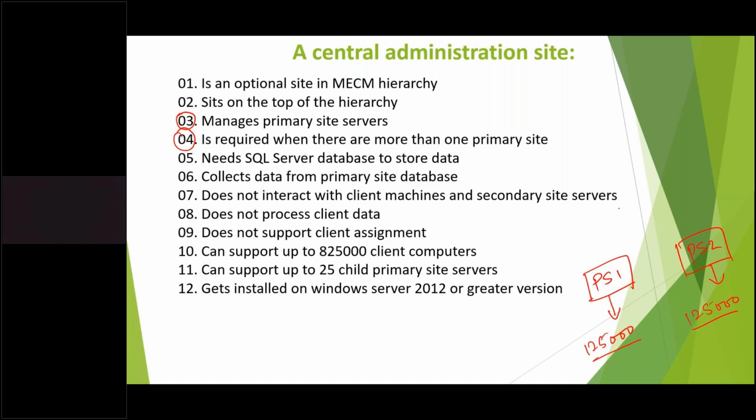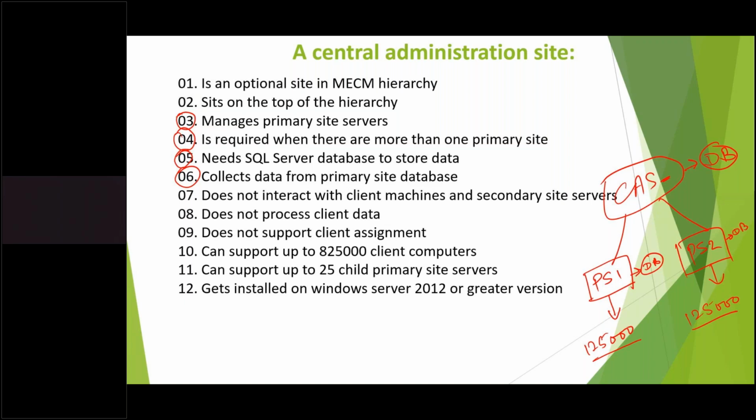And the moment we have more than one primary site, we can have CAS. CAS will be managing devices. CAS comes into the picture when you have more than one primary site server. It needs a database to store the data. Now from where will it collect data? As you see, point number 5, it needs a database. It will collect data. So primary central will collect the data in the database, from the primary site database. So each primary will also have a database.